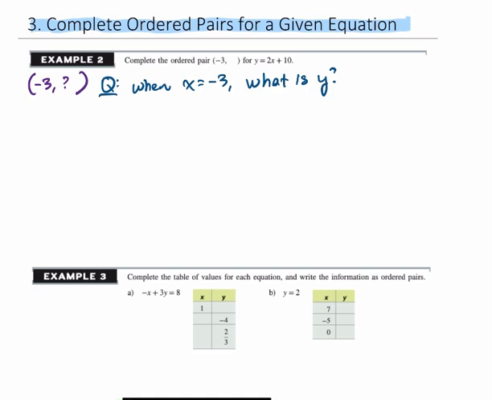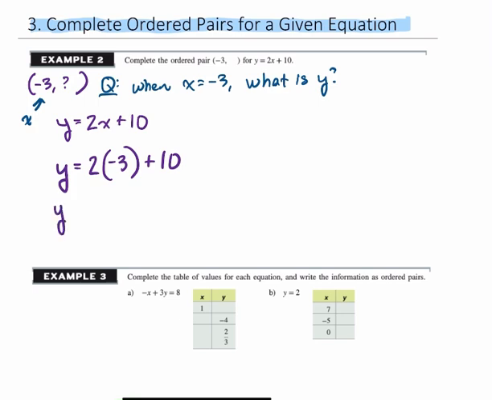So let's look at our equation. We have y equals 2x plus 10. So we have an x value to plug in, this negative 3. So let's plug that in and just see what y will be equal to. Here we already have the equation solved for y, so it'll be pretty straightforward. So I'm going to plug in negative 3 for x, so I'm going to replace it with negative 3. So I have 2 times negative 3 plus 10 equals y.